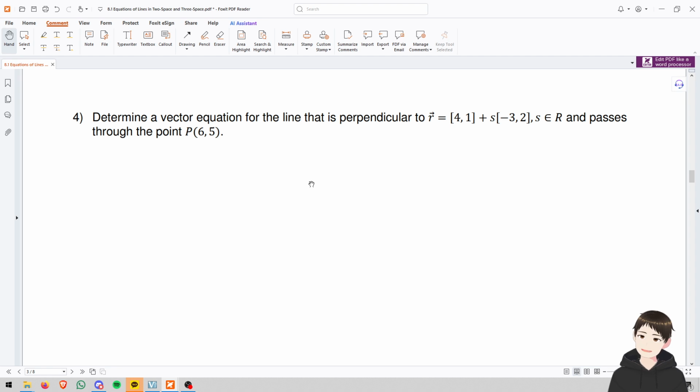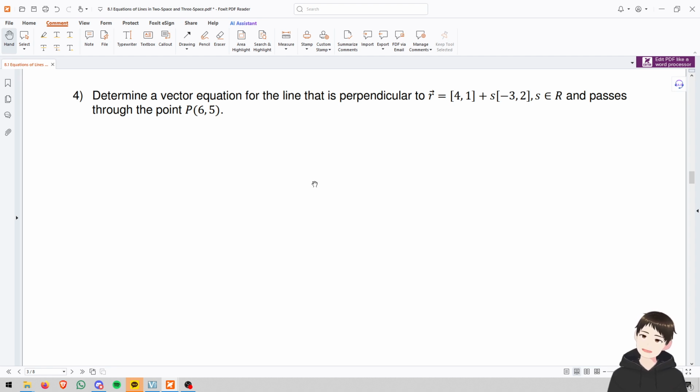Question 4. Determine a vector equation for the line that is perpendicular to this and passes through the point. That looked oddly familiar to some of the questions you've done in grade 9, does it not? Perpendicular. If my direction vector is -3, 2, my perpendicular needs to be a certain way as well.